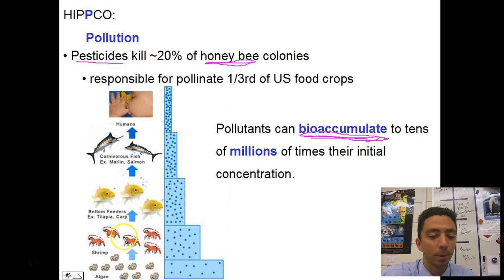And then as the shrimp get eaten by fish, those fish are picking up even more because they're eating a lot of these DDT-infected shrimp, and so it builds up even more in the fish. Even though the fish, being a larger organism, would have a higher tolerance to it, at this point you're getting all the DDT from the shrimp plus all the DDT from the algae, and so it's really starting to add up to a lot of DDT in the system.